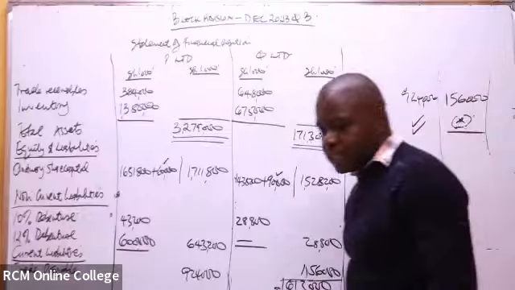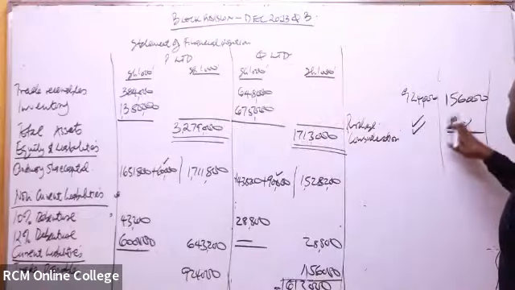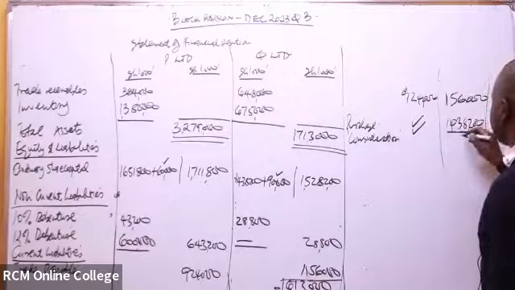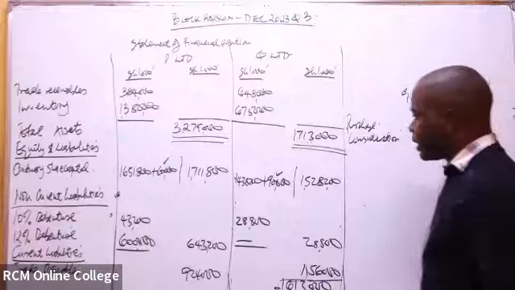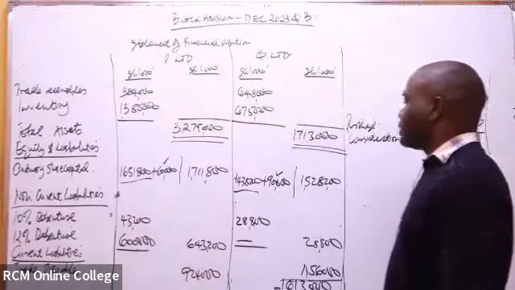It comes to 1438,200. So kindly correct. So 1438,200. So that is the correct figure. And of course, those are the figures we are seeing here, so they are the correct ones.